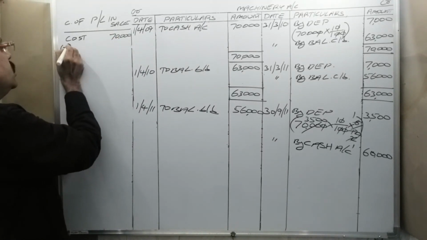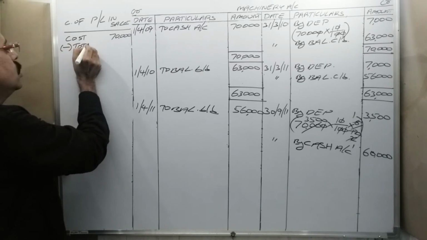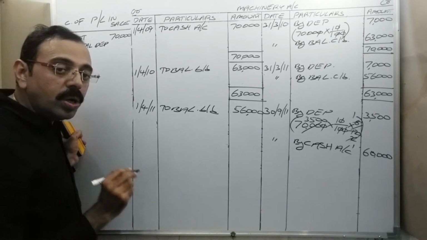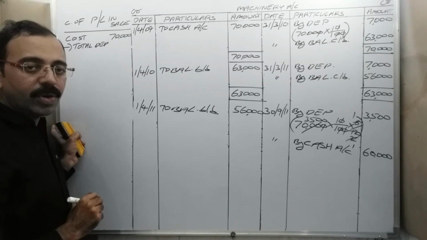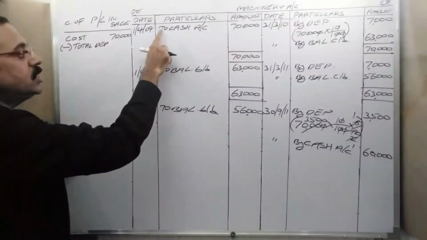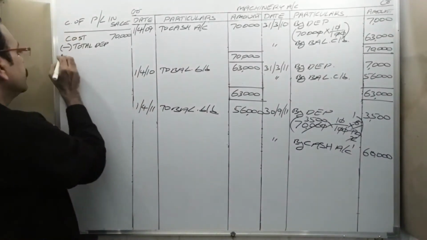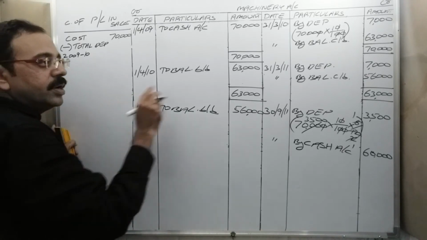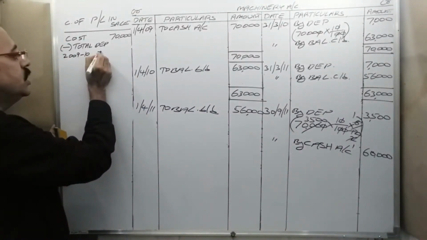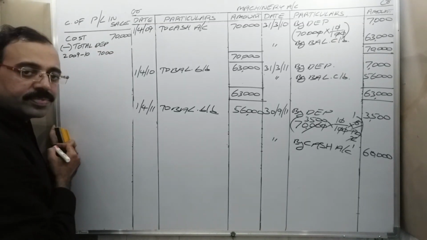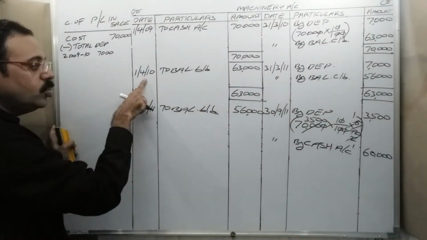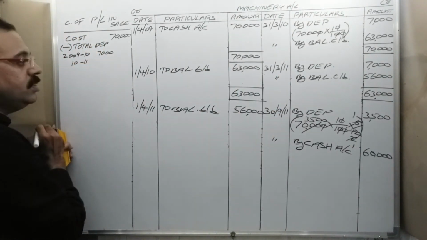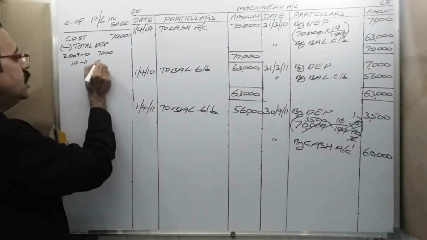Then minus total depreciation, not annual depreciation, total depreciation we have to deduct. Okay? Now, first year is 2009-10. For 2009-10, depreciation amount is 7,000. Write down in inner column. Second year 2010-11, depreciation amount is 7,000.